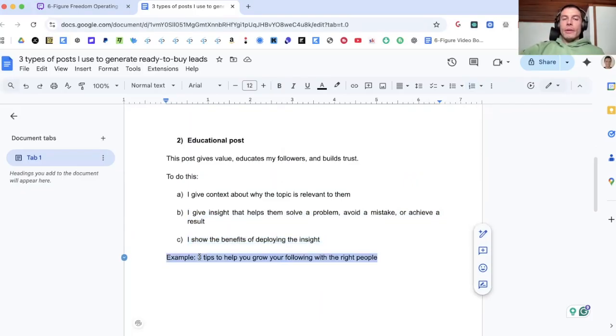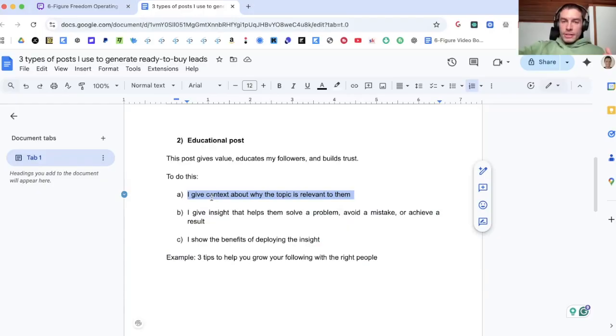For example, if I wanted to create a post with 3 tips to help you grow your following with the right people, first I would give context about why that topic is relevant to them. For example, the context could be the fact that I talk with a lot of people every day who have followings, but a lot of those followers are not the right people. So that's context that shows why that topic is relevant to them. Then I would give insight that helps them solve that specific problem and achieve the result of having the right people in their following. And then I would show the benefits of deploying that insight that I'm sharing. This is the educational post.